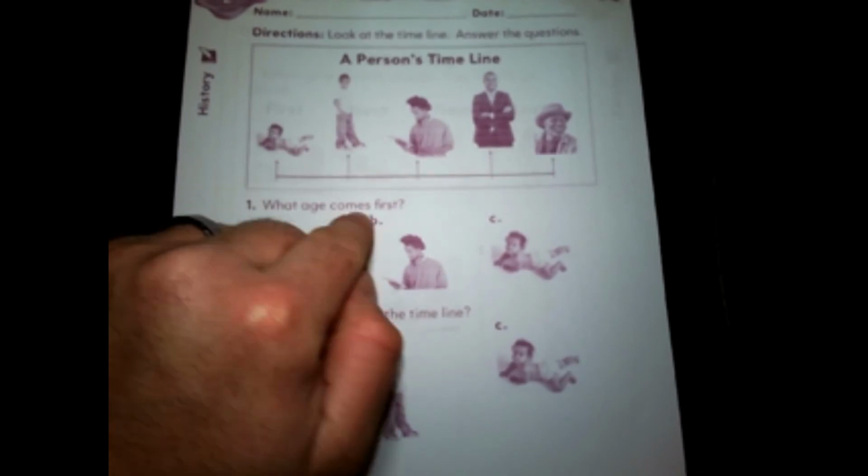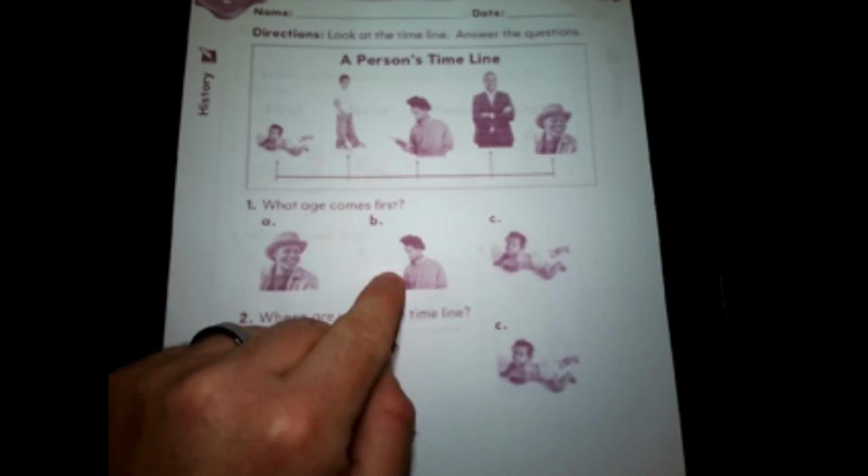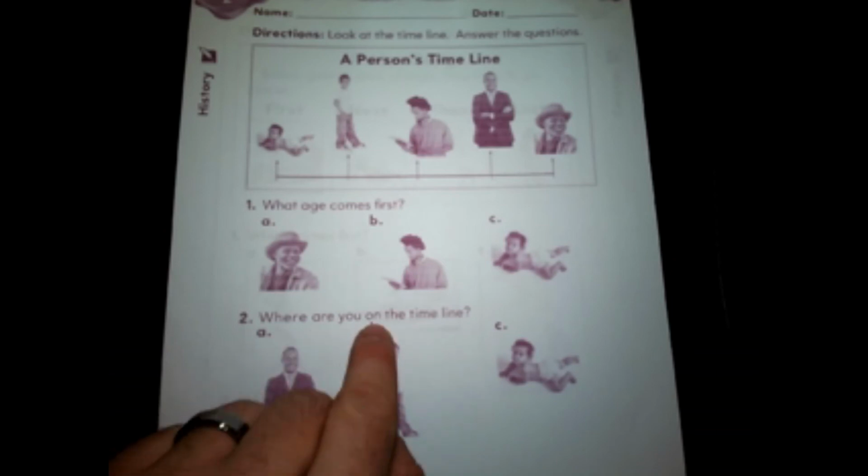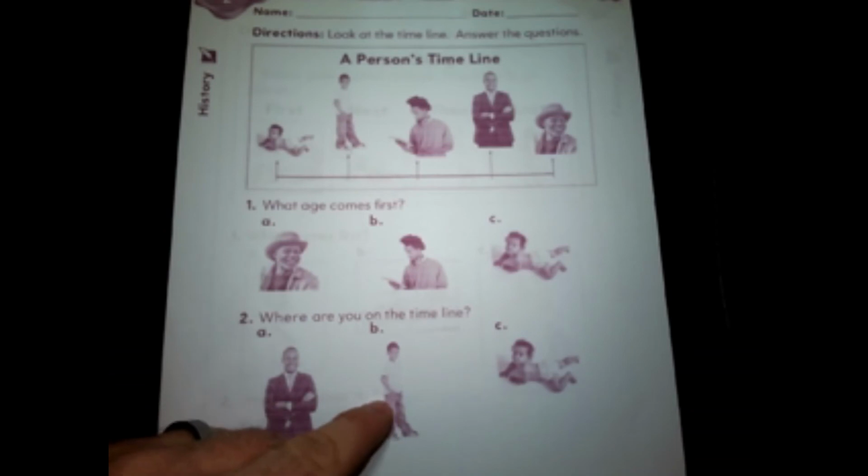So let's go ahead and look at picture number 1. What age comes first? Picture A, picture B, or picture C? Make sure you are circling the correct answer, okay? Which age comes first? And then, for number 2, where are you on the timeline? Are you picture A, picture B, or picture C?